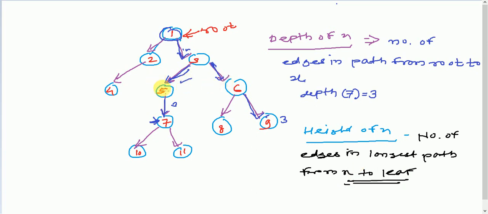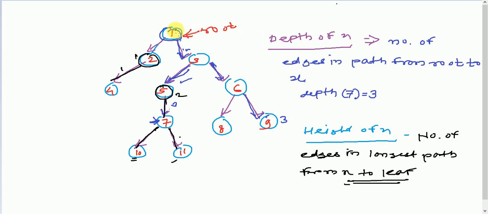Say I want to find out height of 5. The longest path is basically the walk that we have here. From 5, two leaves are there, 10 and 11. So from 5, 7 and 10 is one path, and 5, 7 and 11 is another path. So the number of edges in the longest path is 2. So that's why height of 5 is 2. Height of 2: here only one edge is there to the leaf. So height of 2 is 1.